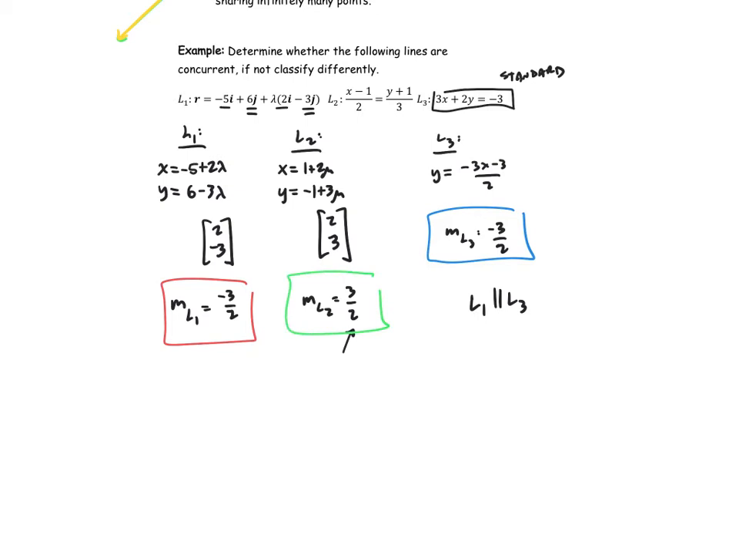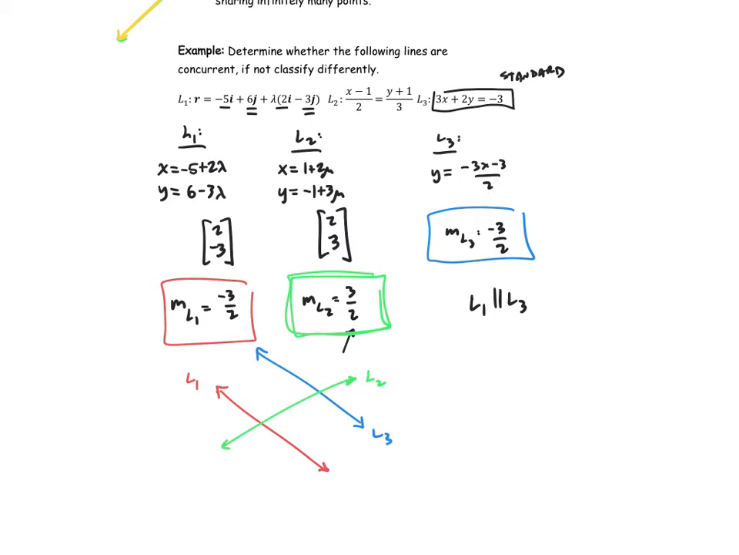Let's see here. So L1 and L3, -3/2. I don't know if the orientation of these are correct, but that's okay. I'm just trying to visualize these. These are parallel. And then I know that this green line, L2, is not going to be perpendicular, so it might intersect something like this, right? Here is L2.